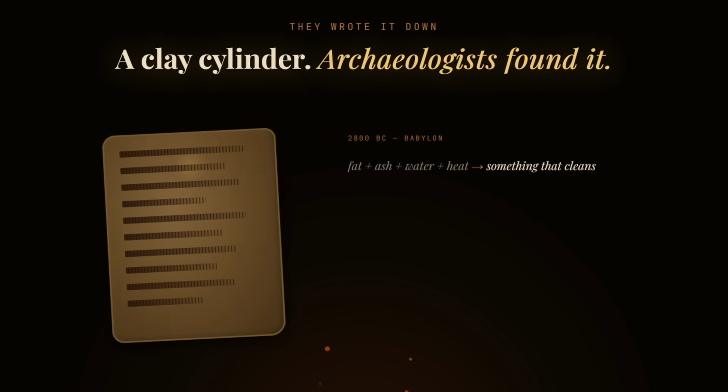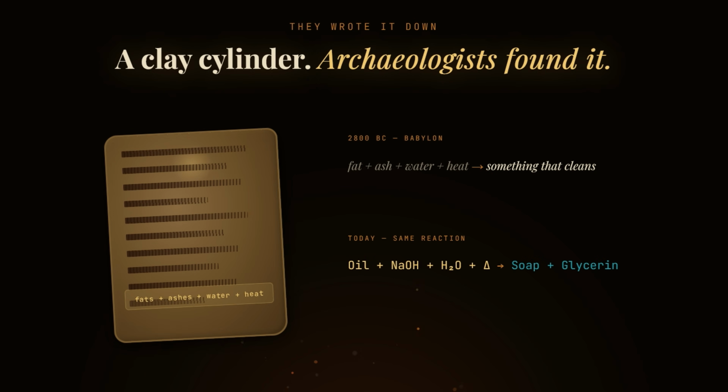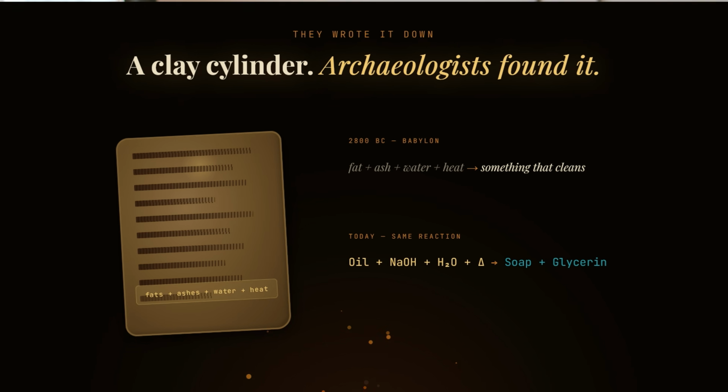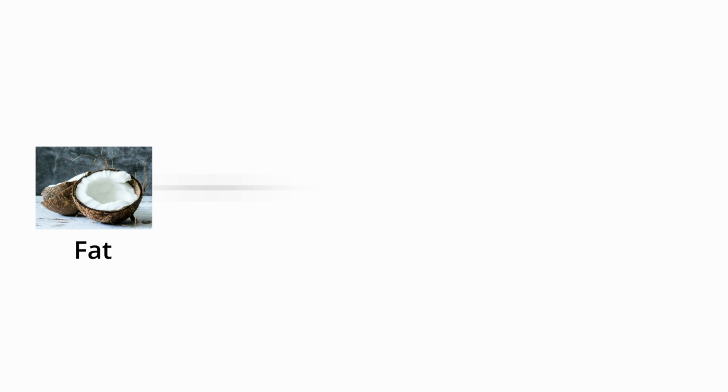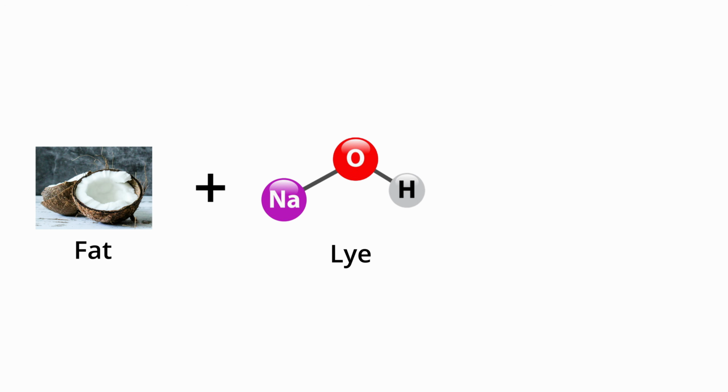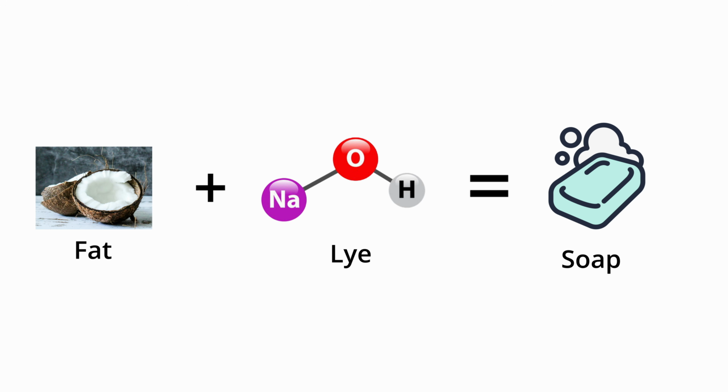So they wrote it down on a clay cylinder. Archaeologists found that cylinder thousands of years later, and what it describes is that fat, ash, water, and heat is saponification, the same chemical reaction we are using every time we make soap today. That's the story I want to tell in this video.